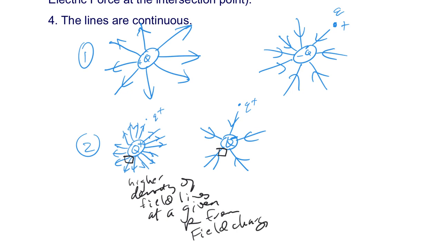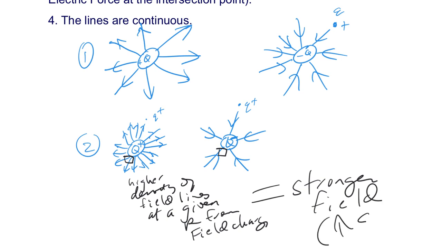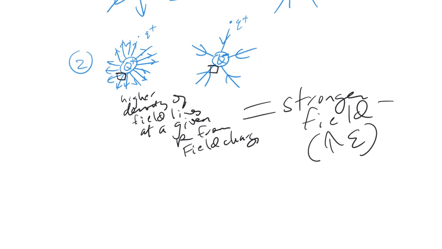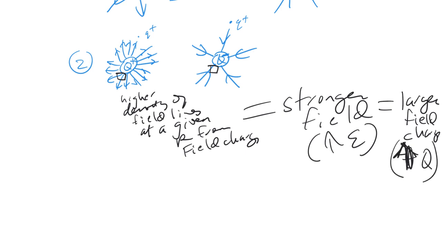So higher density of lines means a stronger field, a bigger E. And that would represent a larger field charge, larger Q. Big Q, little q doesn't matter.